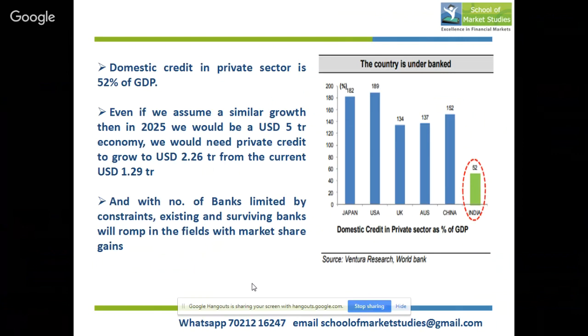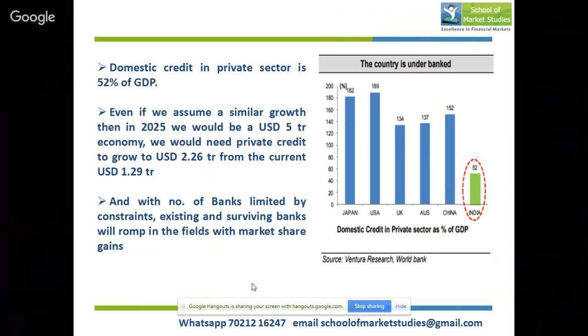And even if we assume that this share does not grow beyond 52%, and our economy, which is at about 2.8 trillion today, goes to about 5 trillion, then what we see is that the private credit available for lending will actually almost double from 1.29 trillion to 2.26 trillion.